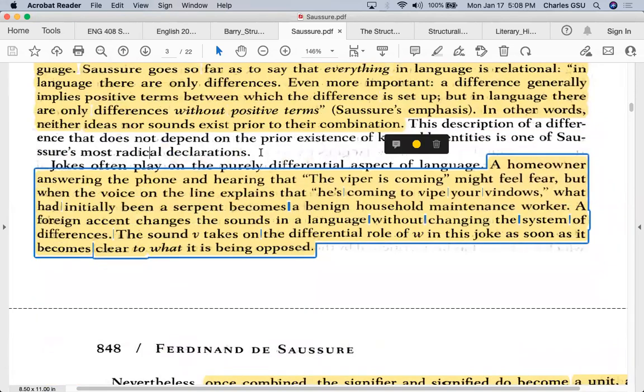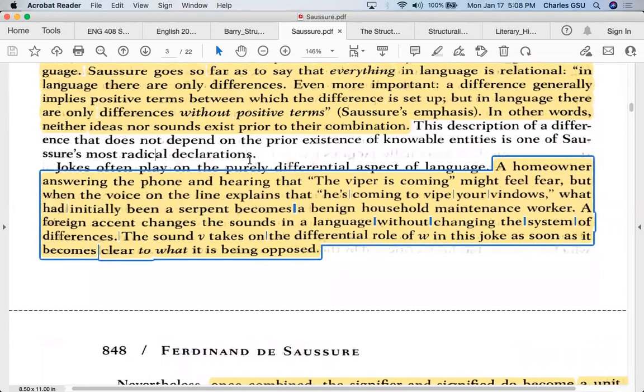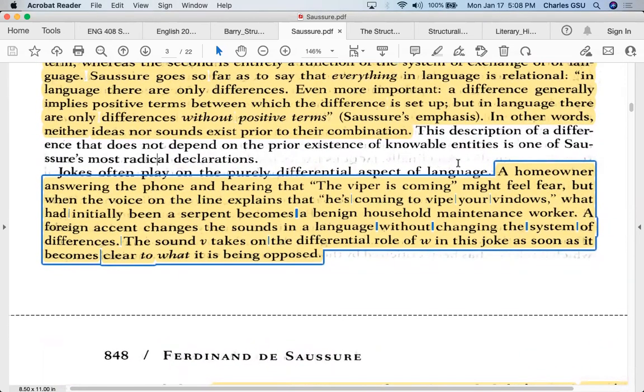Here's a good example that they use based on linguistic pronunciation and difference. But for us, the example makes sense. They're talking about jokes here. A homeowner answering the phone and hearing that the viper is coming might feel fear. But when the voice on the line explains that he is coming to vipe your windows, what has initially been a serpent becomes a benign household maintenance worker. A foreign accent changes the sound in a language without changing the system of differences. The sound V, like you might have from, say, a German Australian speaker who switches V's and W's, takes on a differential role of W in this joke as soon as it becomes clear as to what is being opposed.